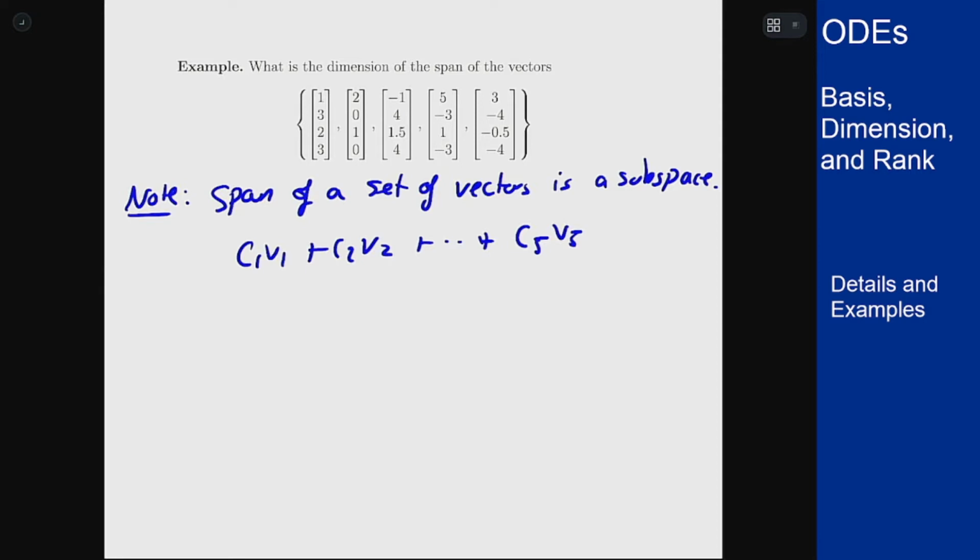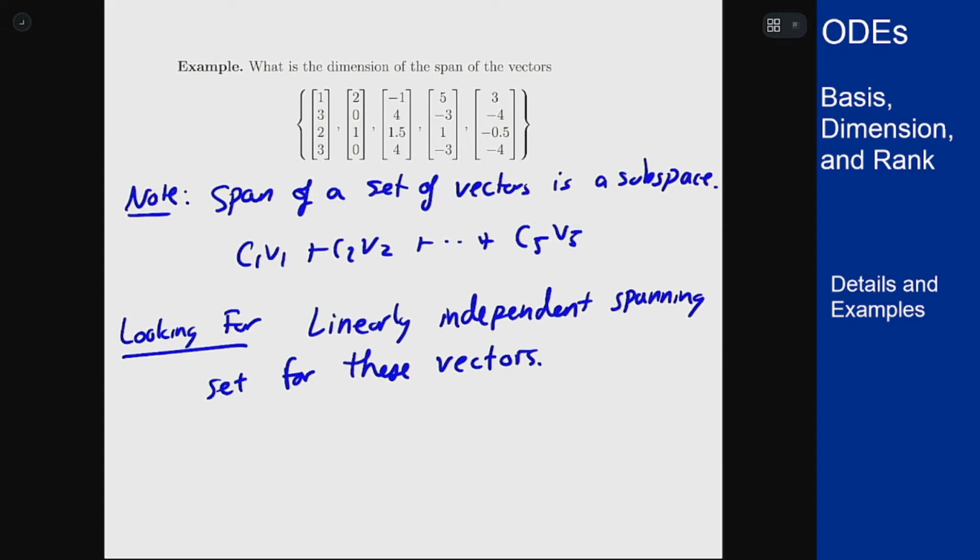So if I'm looking for the dimension of the span of these vectors, what am I actually looking for? Well, I'm looking for a linearly independent spanning set for the span of these vectors. And I can count how many vectors are there, and that will give me the dimension. So what am I going to do? Well, this is already a spanning set for the vectors, so I want to throw out certain vectors to get me to a point where I get to a linearly independent spanning set. So I need to take these 5 vectors here and figure out which of them are linearly independent and use that to get the dimension.